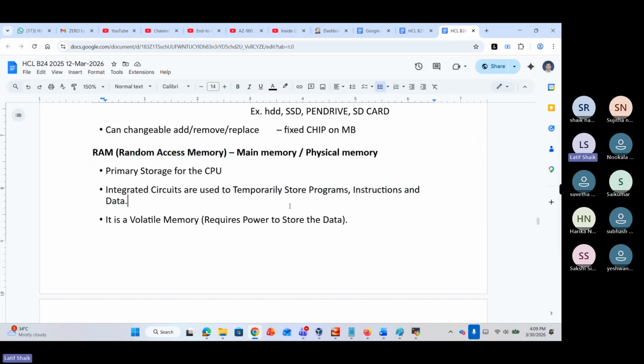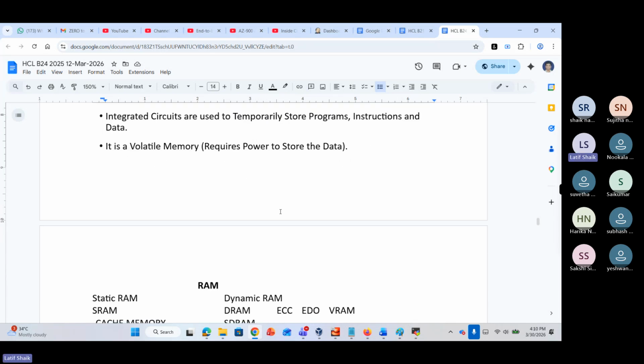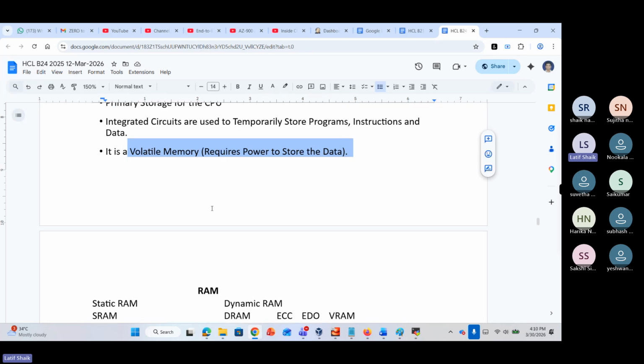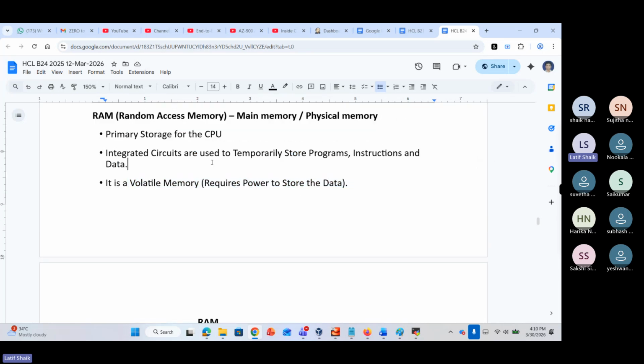Okay. So RAM stores data temporarily. Programs, instructions, data, everything is stored in the RAM only. RAM is an example of volatile memory. It means that only when system power is available, the RAM will store the data. If power is off, the RAM data will be lost.